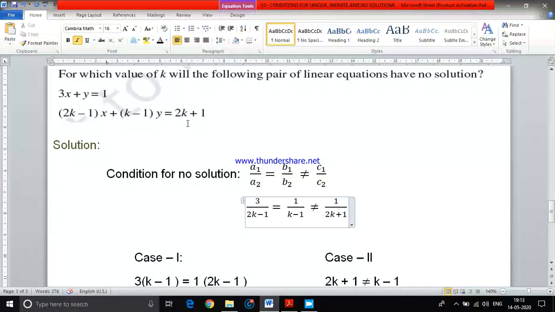c1 is minus 1 and c2 is minus of 2k plus 1. When I write c1 upon c2, both the minus signs get cancelled. That's why I have written both with positive signs. The problem comes if c1 is on the left side of the equality and c2 is on the right side, and you solve without transferring them into the general form. If both are on the left or both are on the right, then there is no issue.